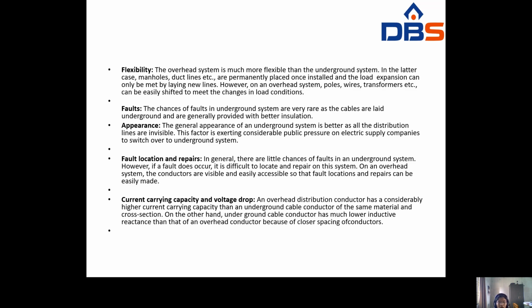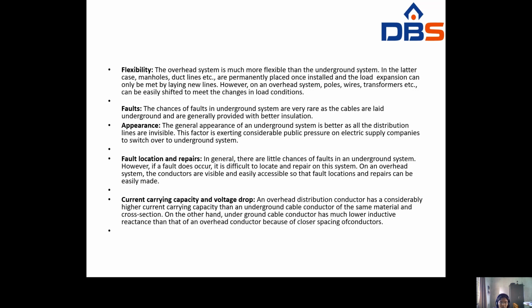Next one is what? Fault location and repairs. See here, in general, there are little chances of faults in an underground system. However, if a fault does occur, it is difficult to locate and repair. So the chance of a fault is less, but once a fault occurs, it is very difficult to locate and repair that fault.